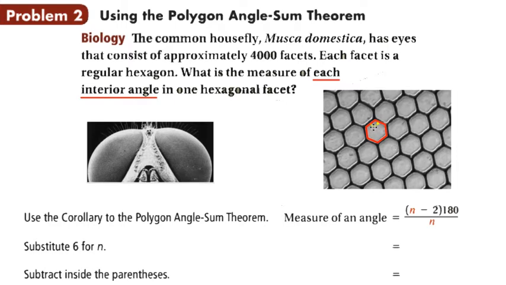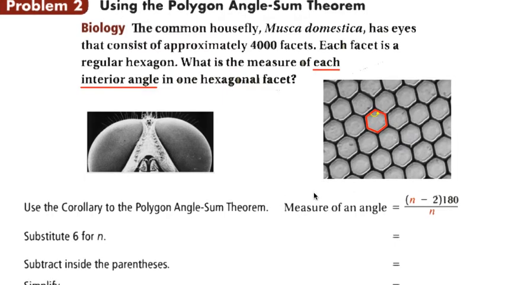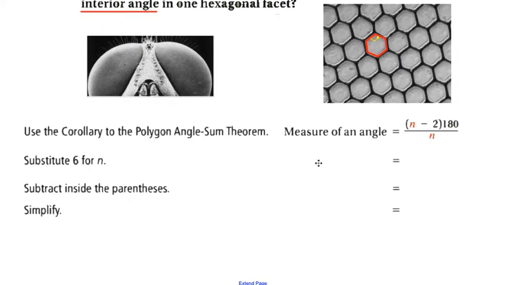So each of these interior angles, I've indicated that by the little yellow arrow here. We want to know what one of those angles is equal to. So what we're going to do is go ahead and use that formula that we just learned, the n minus 2 times 180 divided by n.